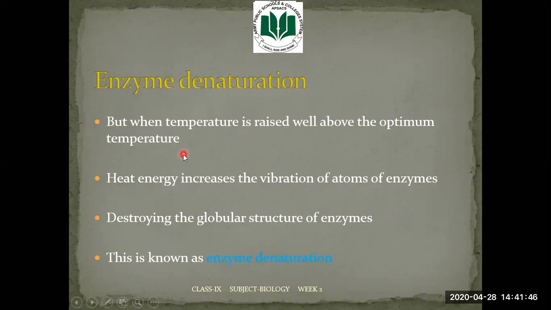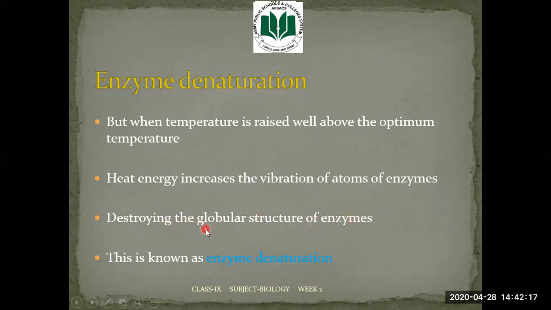when temperature is raised to 40, 45, and then 50, heat energy is increased and the vibration of atoms is also increased. It means that the molecules which make up the enzymes, what are those molecules, kids? Those molecules are amino acids. The kinetic energy of those molecules increases, they start to vibrate more frequently, and hence the hydrogen bonds between the amino acids tend to break down, which ultimately destroys the globular structure of enzymes.